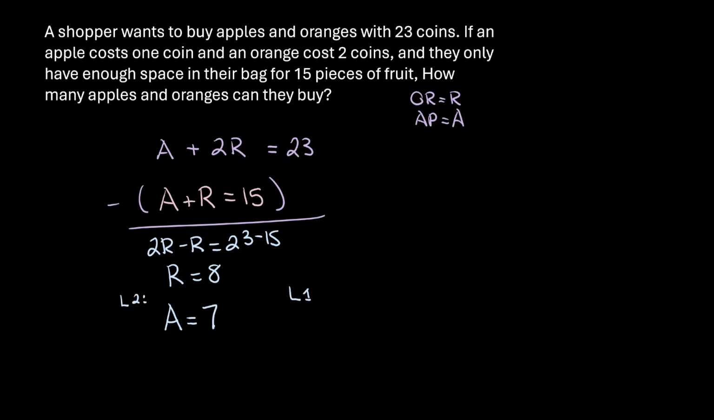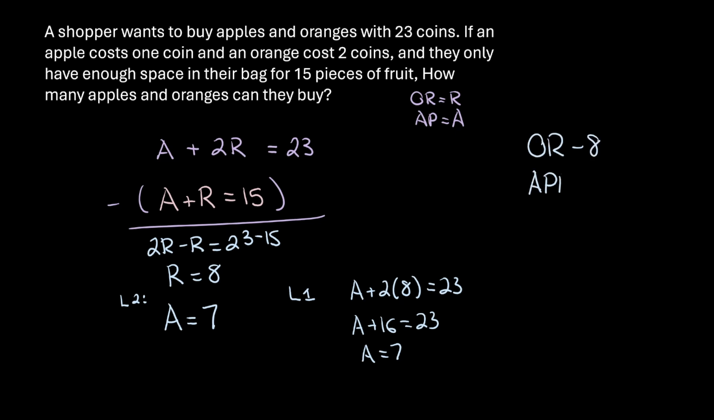And if we go back to line 1, just to check ourselves, if we plug in 8 for R, we're going to get A plus 2 times 8 is equal to 23. And if we solve for A here, we're going to get A plus 16 is equal to 23, or A is equal to 7. Same solution for both lines. So we know we had the right solution for oranges. So we can get 8 oranges and 7 apples using the system of equations method.